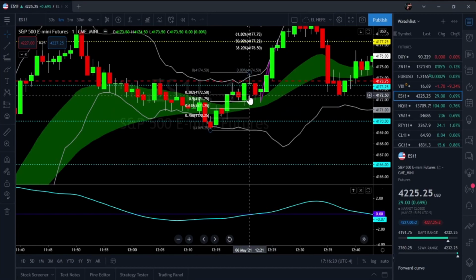Right. I'm adding at the 0.382. I'm adding at the 0.5, and that's all I could get added. It didn't actually let me add on down in here. It just pulled back into this cloud. So I'm 2 contracts long, right?